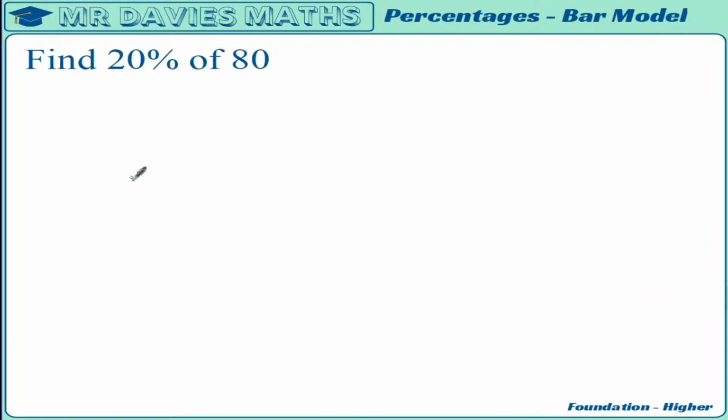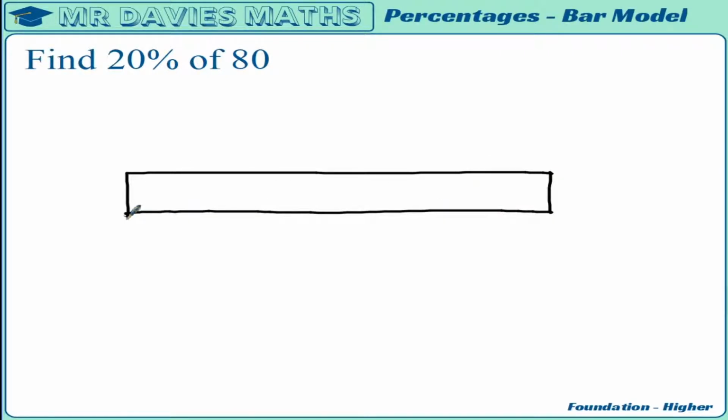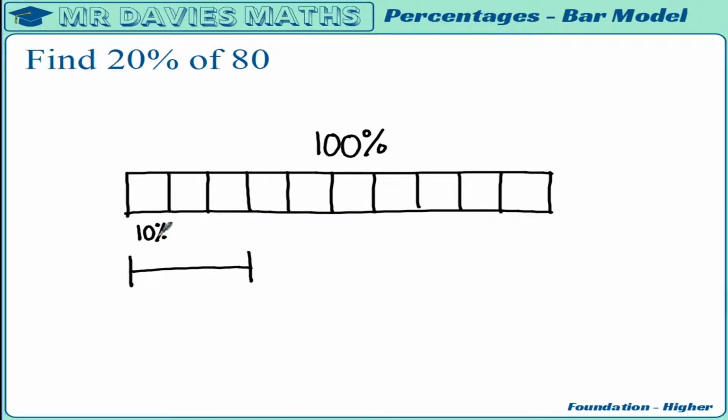Now, for every percentage question, I'm going to start off by drawing a big, long rectangle. Now this rectangle is worth 100% of my starting number. Now if I chop this bar into 10 equal pieces, 9 lines will create 10 parts. Each one of these boxes is now worth 10%, because ten 10%s will make a total of 100%. So if I wanted 30%, I'd be looking at just these three 10% boxes.